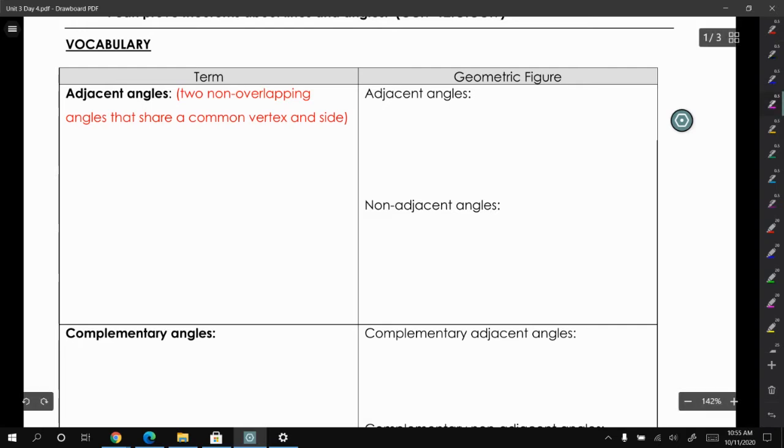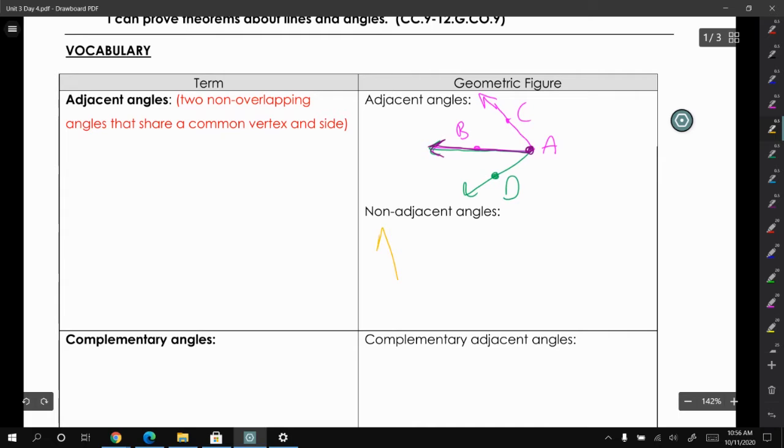So a picture of that could be like this angle here and this angle here. These are adjacent angles because they share this vertex A and they share this side, this ray AB. So those are examples of adjacent angles.